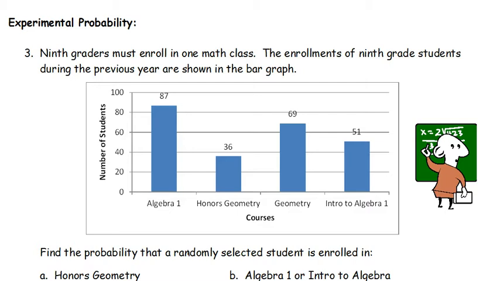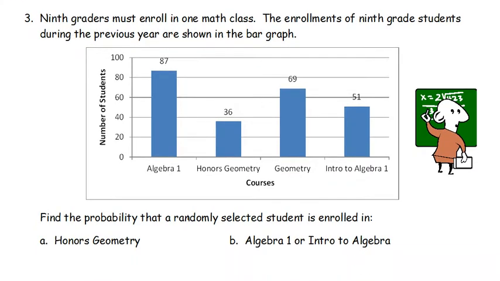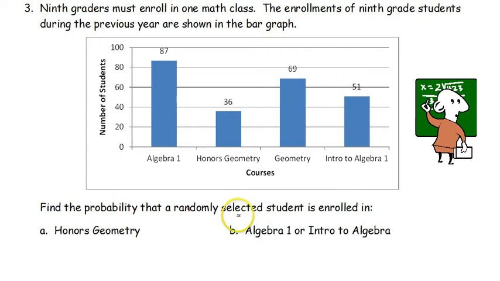If I look at experimental, let's say I flip a coin 10 times. I may get 5 and 5, I may get 4 and 6, I may get 3 and 7. So theoretical is just what are the odds with everything being true value. Experimental is you actually did the experiment and those are the numbers that you came up with. So for number 3, 9th graders must enroll in one math class. The enrollments of 9th grade students during the previous years are shown in the bar graph. Find the probability that a randomly selected student is enrolled in honors geometry.